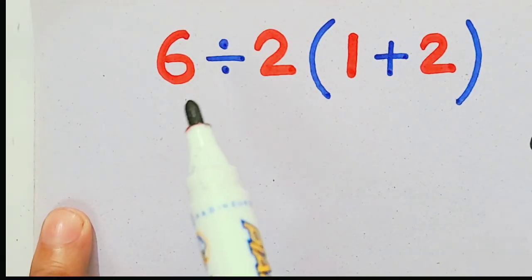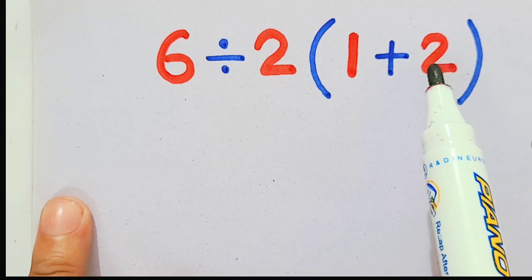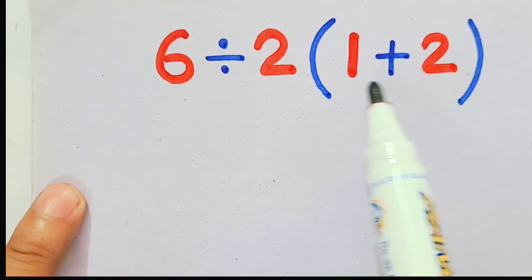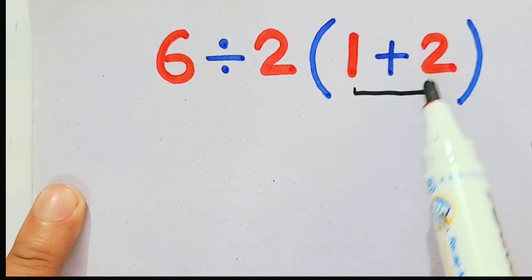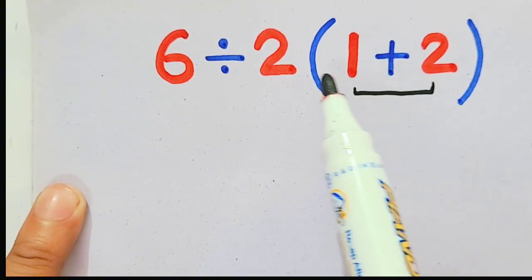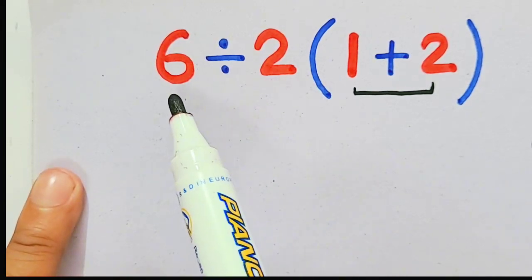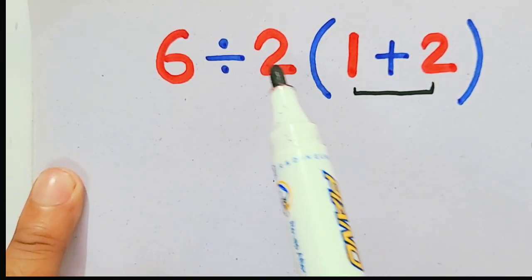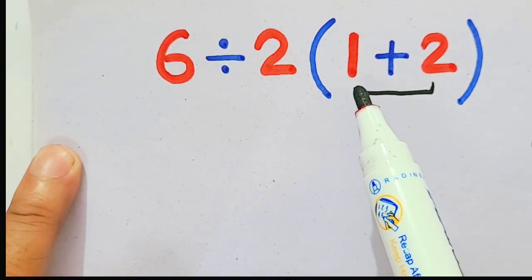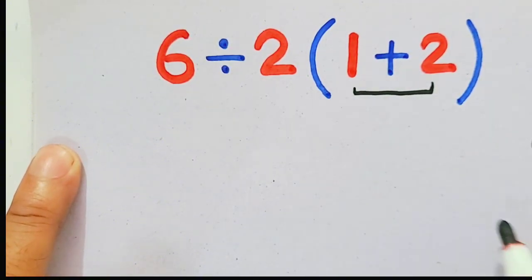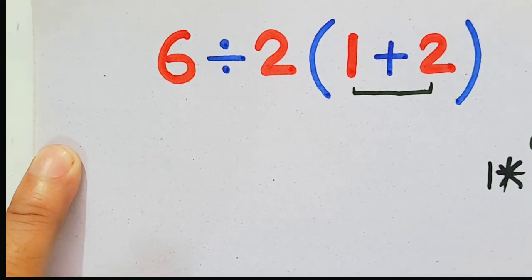Hello, respectable audience. My question is 6 divided by 2 times (1 plus 2). Look at the parentheses. 1 plus 2 is equal to 3. So 3 times 2 will be equal to 6. And here is 6. 6 divided by 6 will be equal to 1. But remember that 1 is not our correct answer.